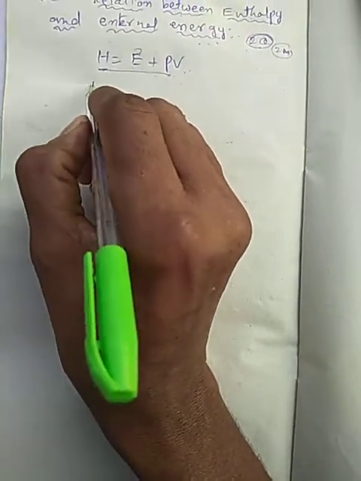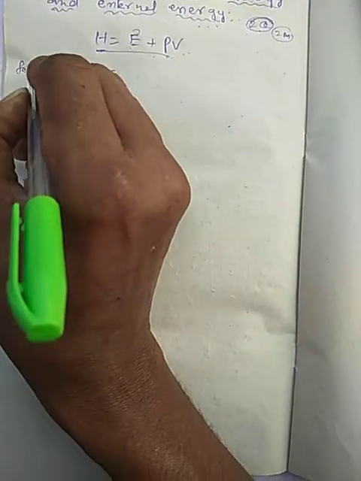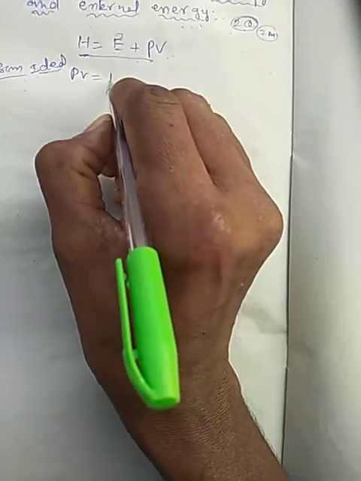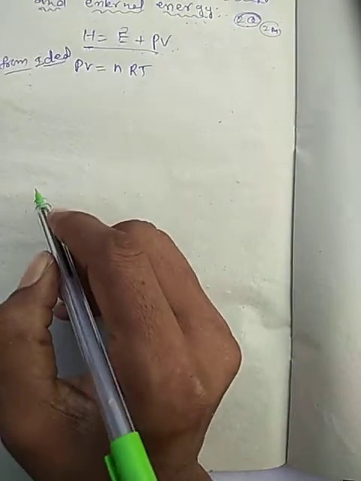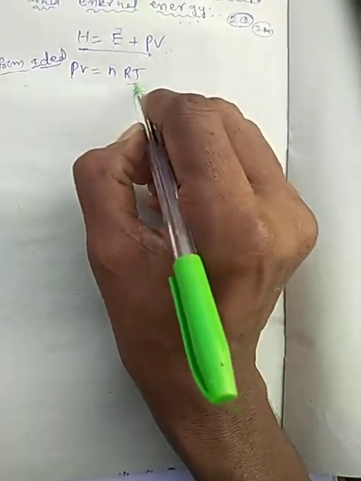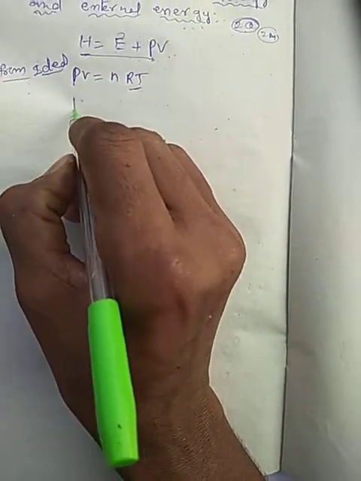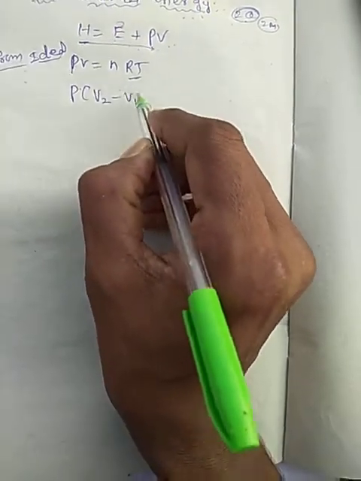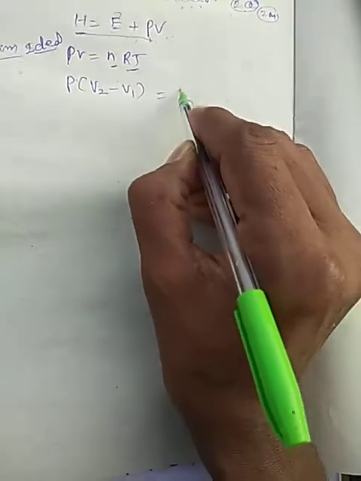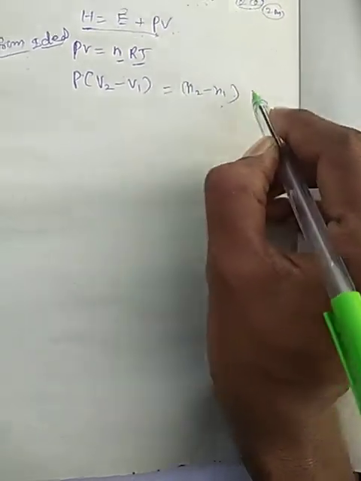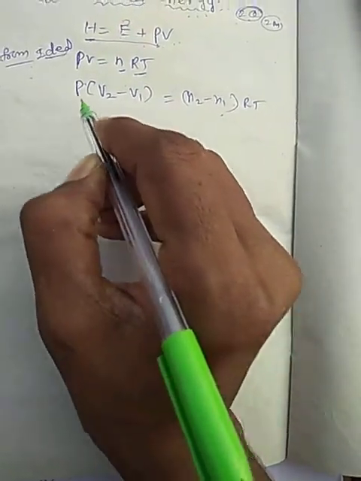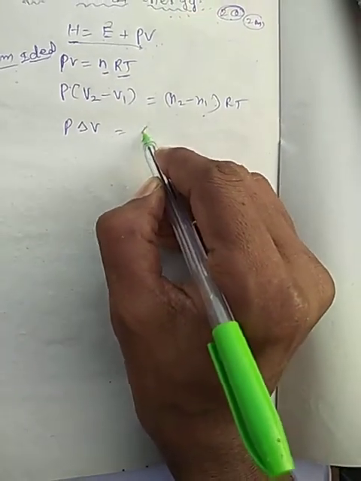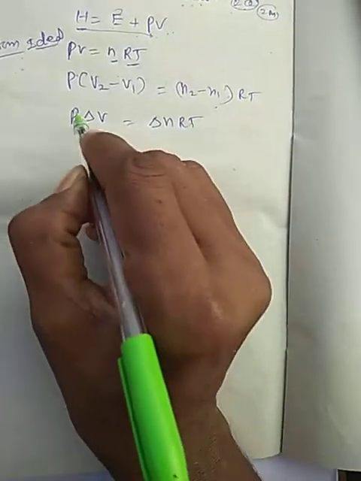In this equation, from the ideal gas equation, PV is equal to nRT. Now in this case pressure is constant. The volume change we can write as V2 minus V1, and n also will change, n2 minus n1, into RT. So we can write P delta V is equal to delta n RT.